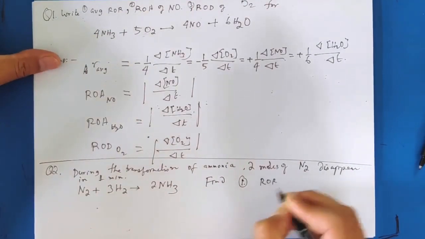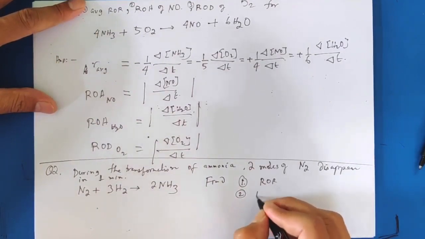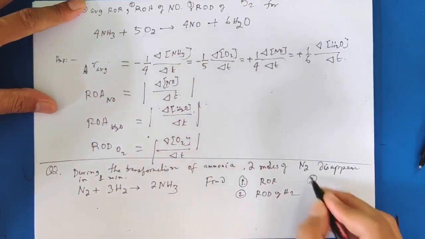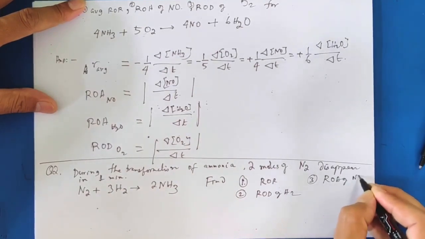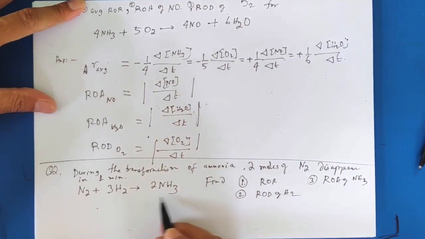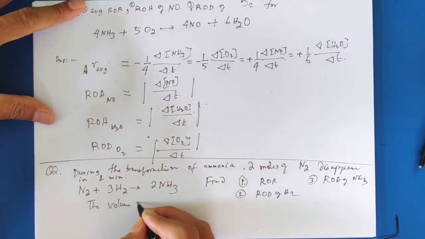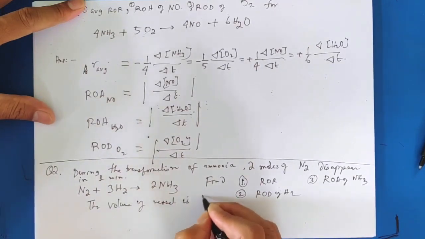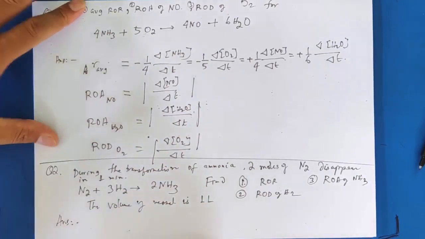the average rate of reactions, the rate of disappearance of hydrogen, and the rate of appearance of ammonia, the product. The volume is given. The volume of the vessel, of the beaker, is how much? 1 liter. Okay. Answer: average rate of reactions.